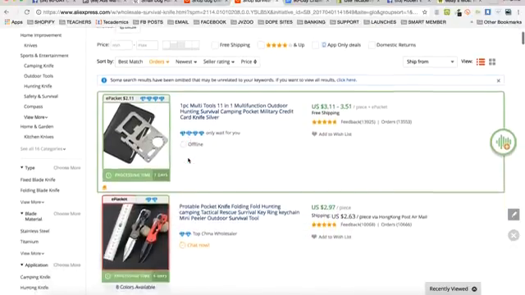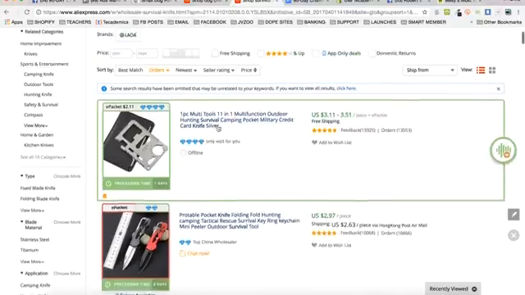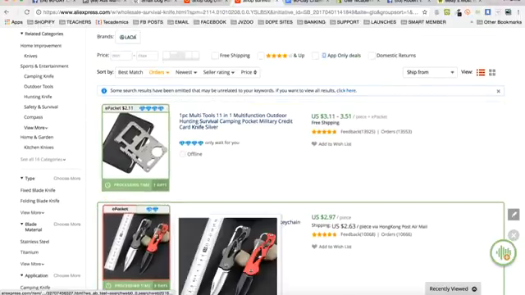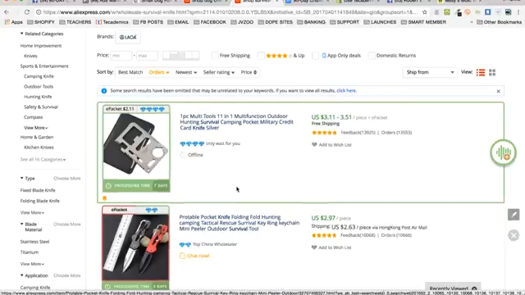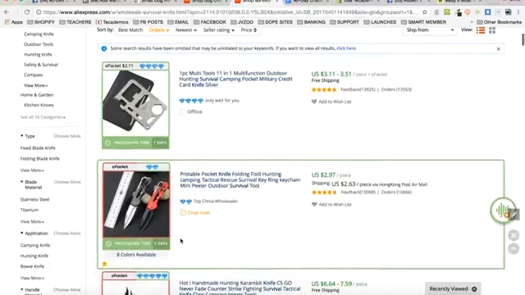And what I want to notice right away is that this same knife is right up top. When I searched for survival blade, this knife was here. And when I searched for survival knife, this knife is here. And this is that knife that had 10,000 orders. And so you want to focus on products like that. That's the type of product you want to put onto your store.